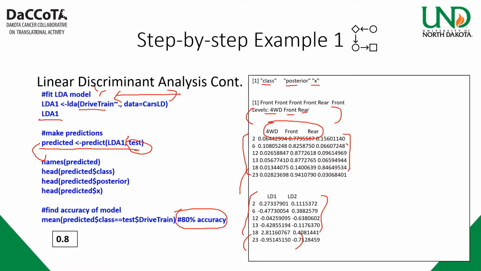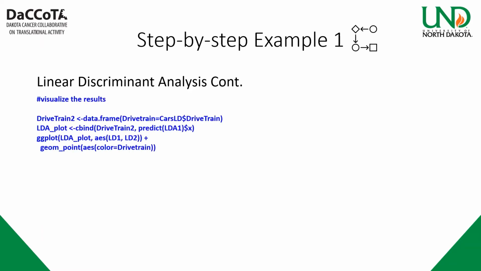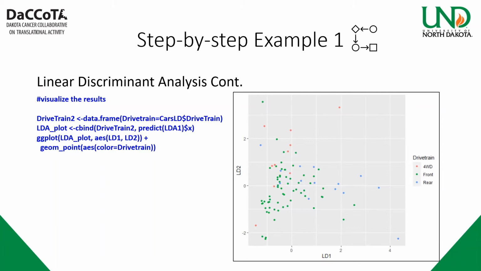You can see how linear discriminant analysis can be pretty useful, kind of analogous to some of those tree-based methods we saw before. All right, hey, let's visualize the results of our linear discriminant analysis. So we'll just set this up with ggplot. We get this outcome here, and we can see why maybe we only have an 80% success rate.